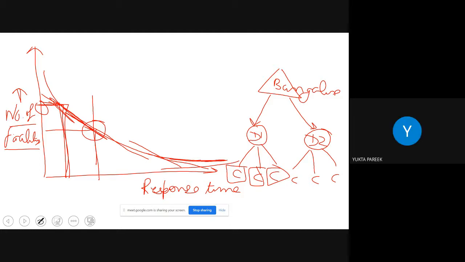It is difficult, sir. Yes, Yukta? Sir, it is difficult for all the stores to keep all the varieties.